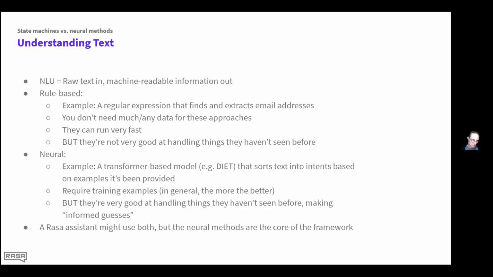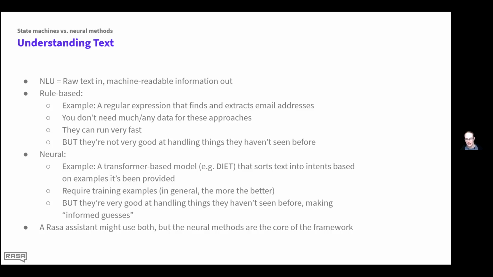So, benefits and drawbacks. On the neural side, you could do something like using a transformer-based model. We've developed one called DIET, which is a multitask architecture that does both intent recognition, trying to figure out the general class of the thing the person said, and entity recognition, picking out mentions of specific named entities from the text and extracting them.